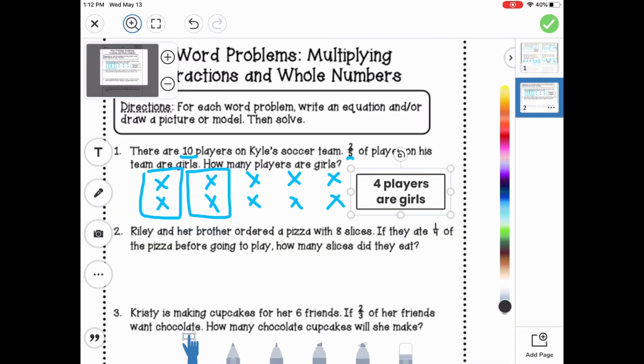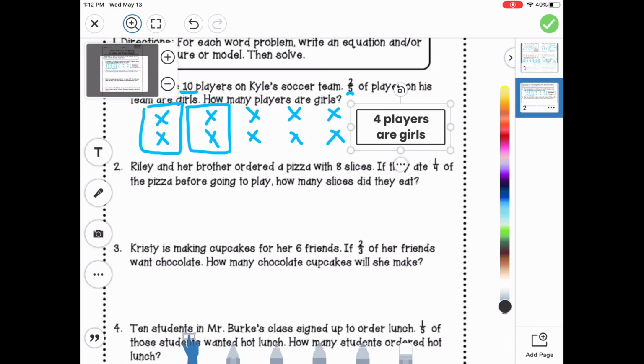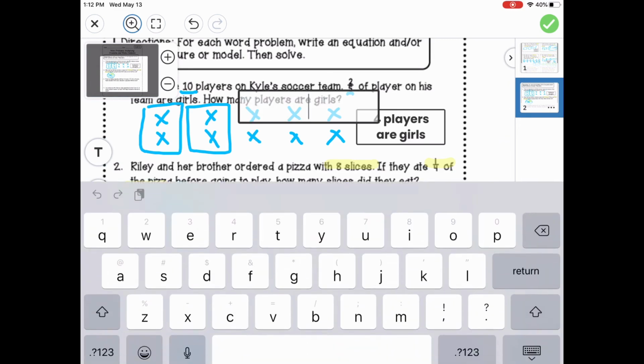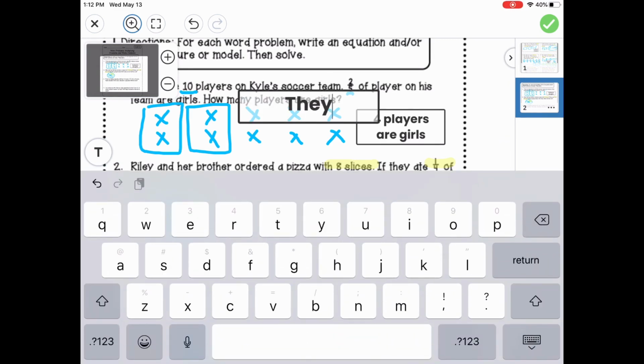Question number 2 says, Riley and her brother ordered a pizza with 8 slices. If they ate 1/4 of the pizza before going to play, how many slices did they eat? So here I have my pizza broken into 8 slices. They ate 1/4 of the pizza. How many slices did they eat? They ate 2 slices.